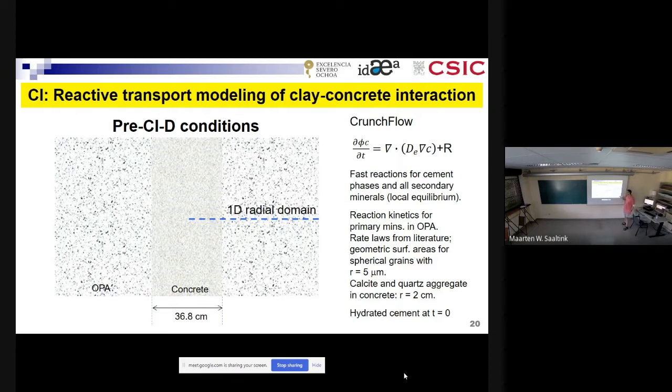Another thing is that in this model, one simplification is that we assume that the cement is fully hydrated since T0. Of course, with the concrete, it takes some time to hydrate and harden. So there's a 1 to 2 month period while the cement cures and the reaction is going on. So this is not taken into account. It might have influenced the earlier evolution of the system. But in the model, we assume fully hydrated cement.